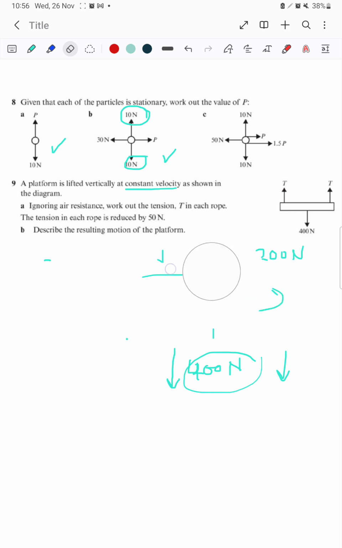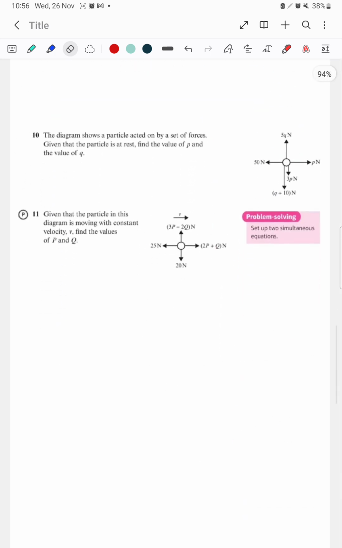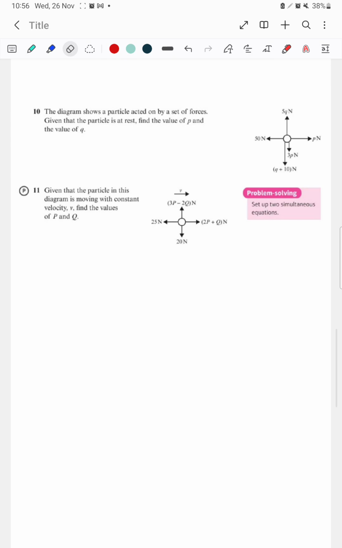Now the next question comes up here. Question 10. The diagram shows a particle acted on by a set of forces, given that the particle is at rest. If the particle is at rest, the forces will be balanced. If I talk about the horizontal forces first, P will be equal to 50 newtons. And then in the vertical direction we have 5Q, and that should be equal to 3P plus Q plus 10. So it will be 4Q is equal to 3P plus 10.